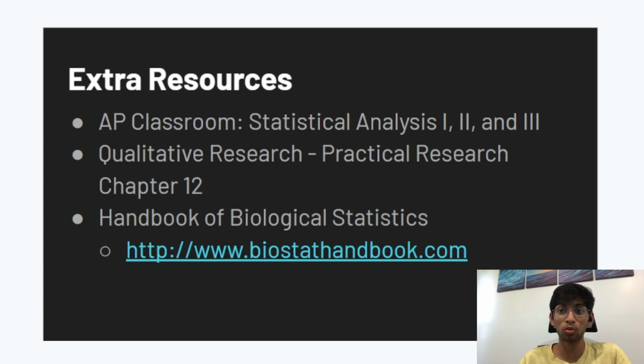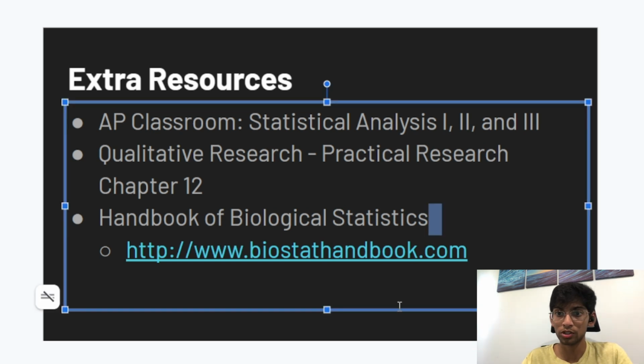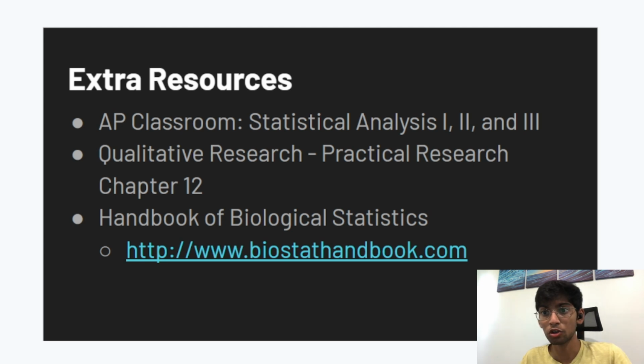The chapter in your practical research book on qualitative research has really good information on what p-values mean in case you need clarification there, as well as other similar tests involving the f-value and t-value, new variables that give you other checks to disprove the null hypothesis. And finally, the Handbook of Biological Statistics, which is the link provided here, is another great resource you can use for in-depth explanations of all sorts of statistical tests, including some that we have not covered. It also includes variations of tests that we have covered that might be better suited for your specific study.